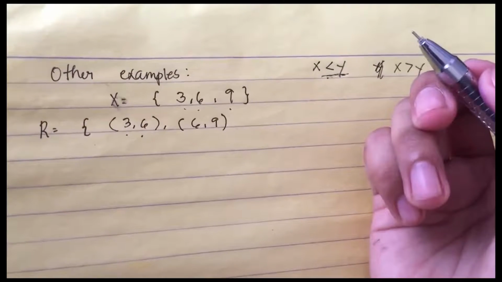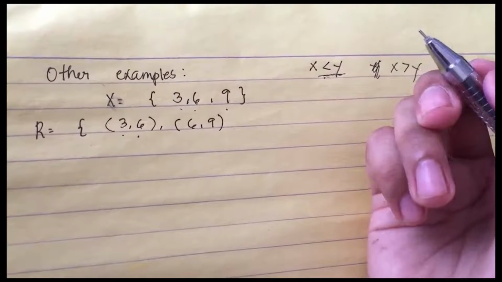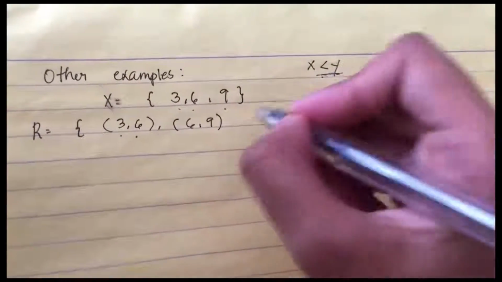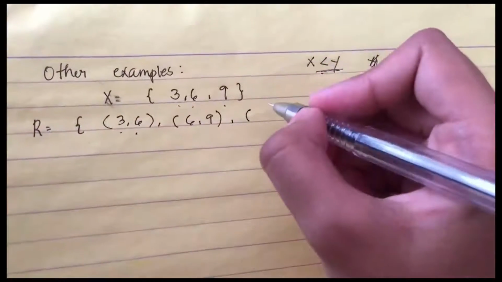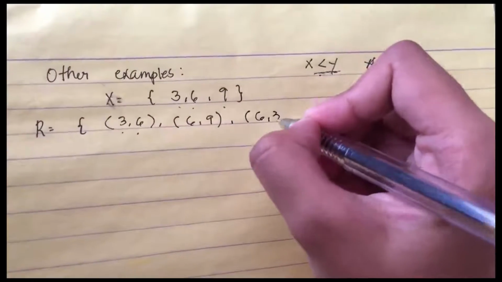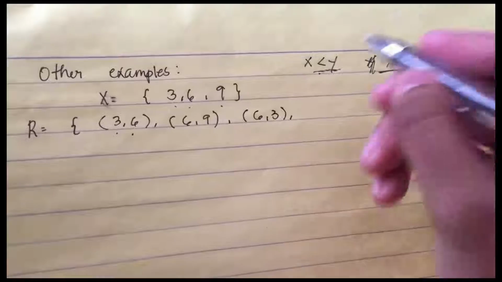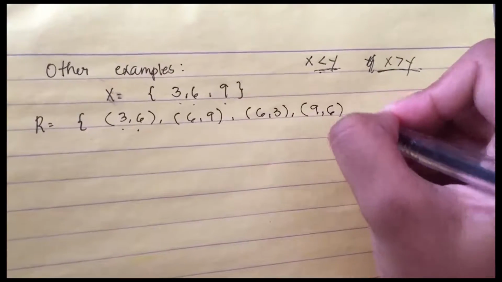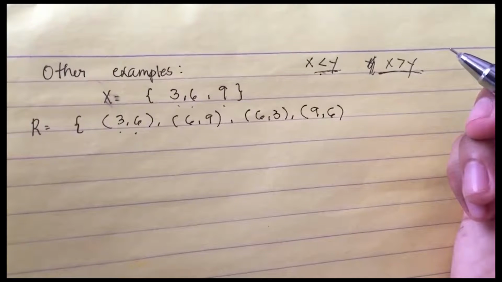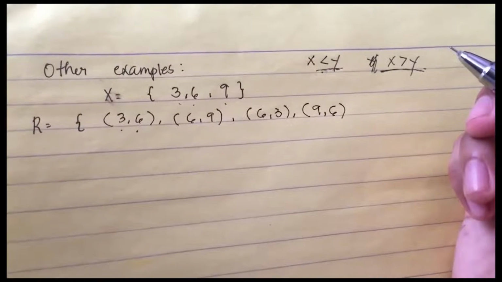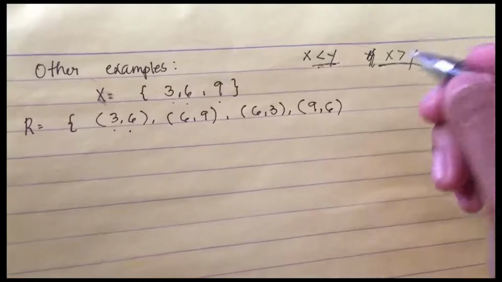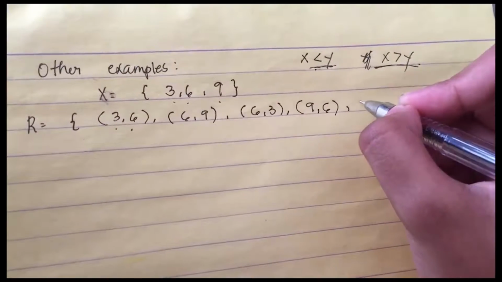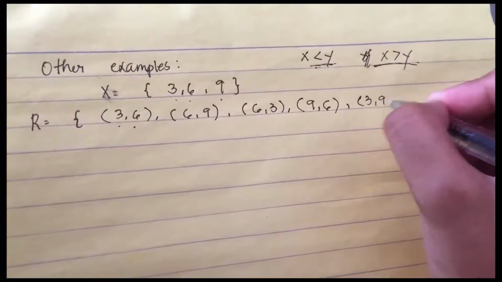So, next is this one. X is greater than Y, such as 6 and 3, then 9 and 6. Is there more? We can also have 3 and 9 pala.